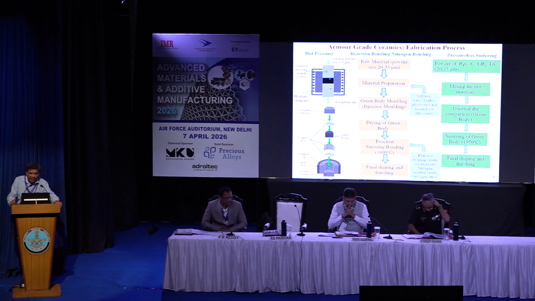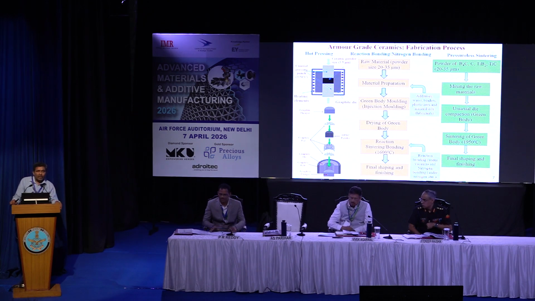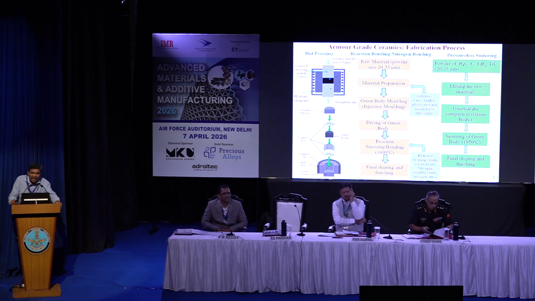And now we have the pressureless sintering process. Here we add different types of sintering additives like TiB2 and ZrB2, and these additions lower the sintering temperature. Like in hot press boron carbide, we have a sintering temperature of 2200 degrees centigrade. Here, in pressureless sintering, the sintering temperature is 1900 degrees centigrade. And with the addition of TiB2 and other ingredients, we are increasing the fracture toughness.